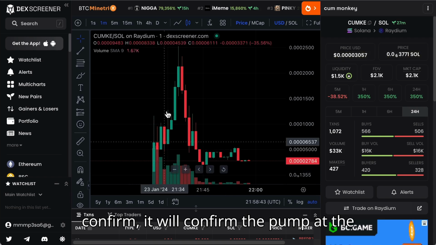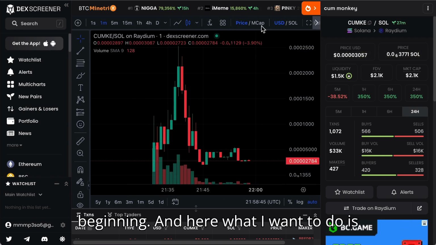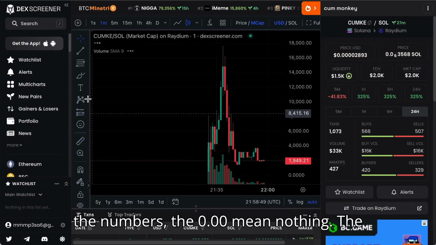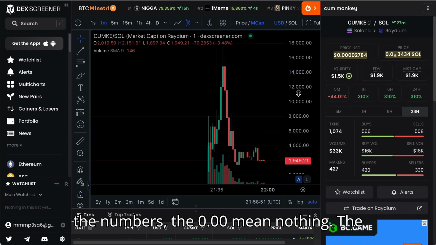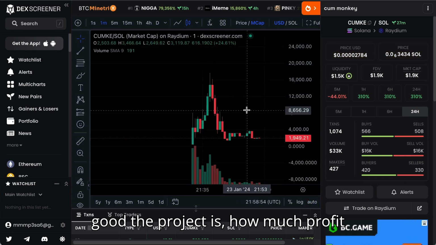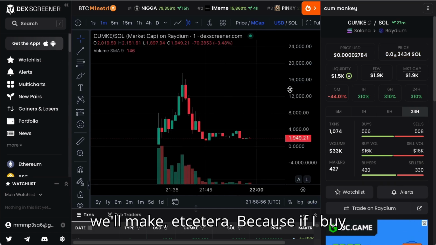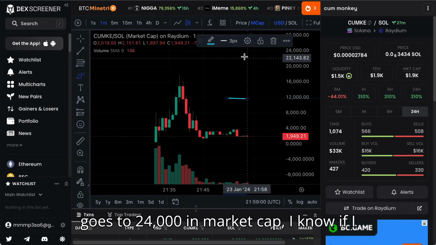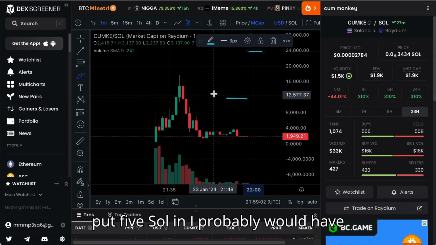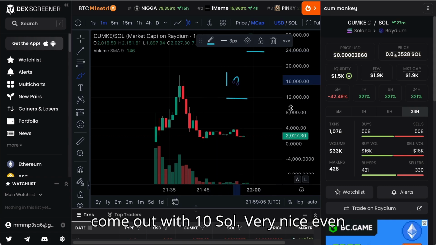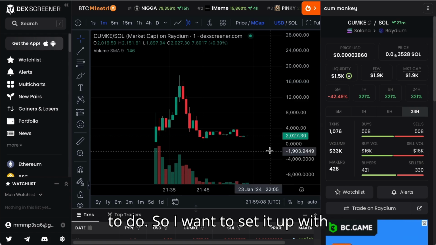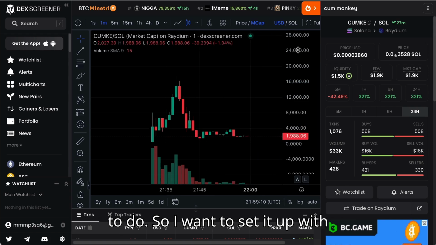It will confirm the pump at the beginning. And here, what I want to do is change the chart into market cap always. The numbers, the 0.00 mean nothing. The market cap is what gives us an idea of how good the project is, how much profit we'll make, etc. Because if I buy here and it's 12,000 in market cap and it goes to 24,000 in market cap, I know if I put 5 SOL in, I probably would have come out with 10 SOL. Very nice, even numbers. So that's the first thing I want to do. So I want to set it up with market cap.